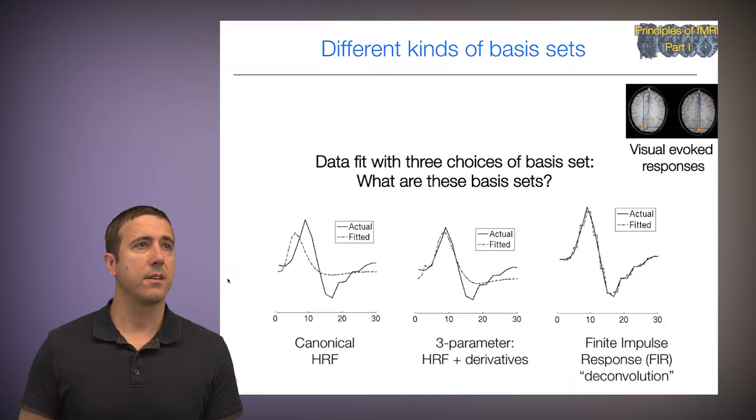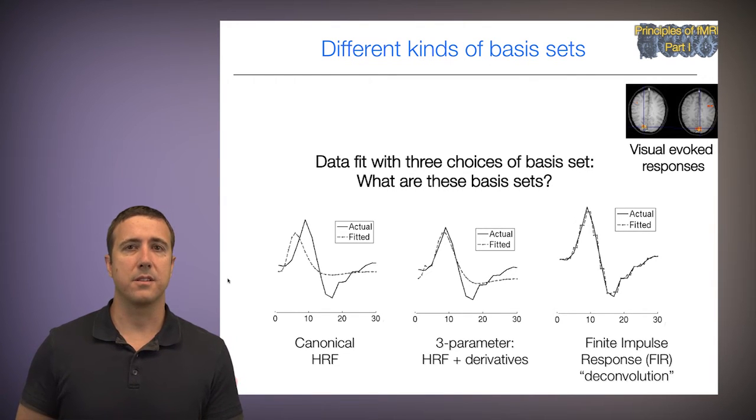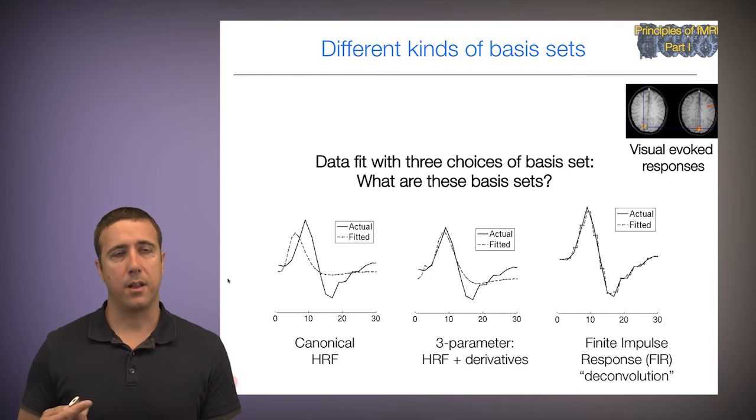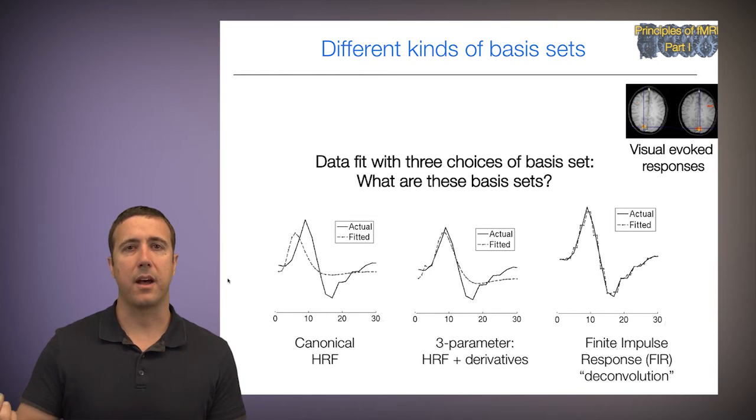On the left, we see the canonical HRF. In the middle, we see the 3-parameter basis set that we just looked at. And in this case, then, the actual response, estimated here in black, is fit by a combination of those 3 curves times their respective amplitudes summed up. And that gives us an overall fit that matches the data fairly well. On the right, we have the same response estimated with a finite impulse response model, otherwise known as a deconvolution model. And we'll look in more detail about how that works next.